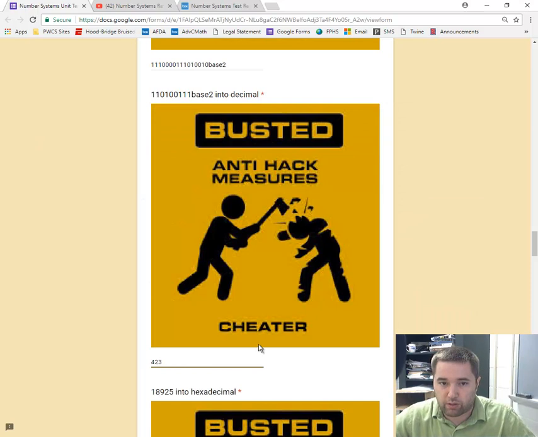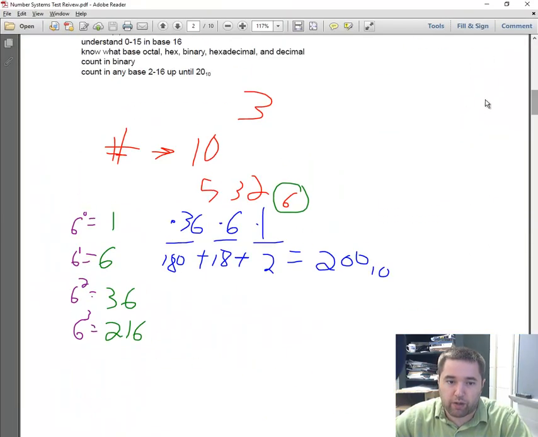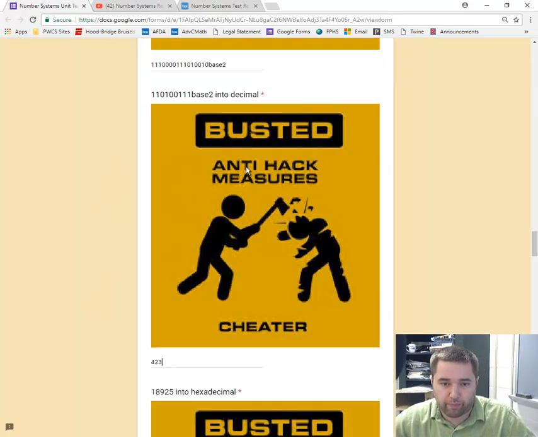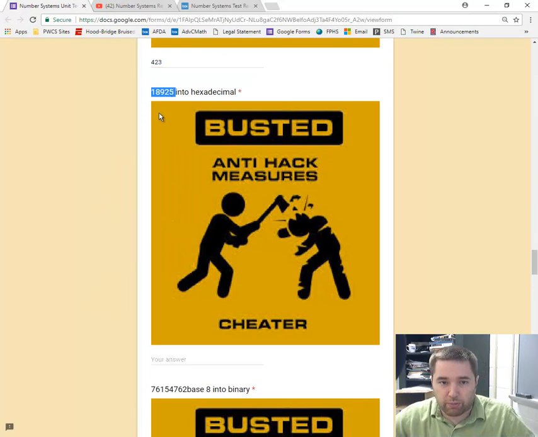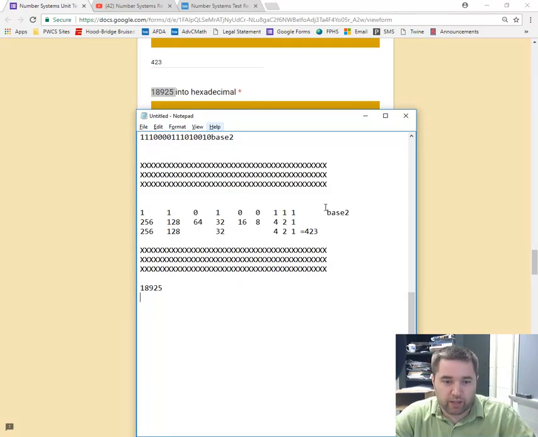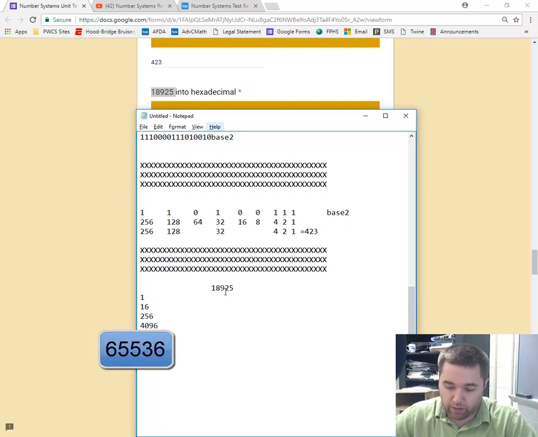Control V. Closest thing is page 2, right here. Any number to base 10. Next one, this into hexadecimal. So we want to convert this into hexadecimal, so what we need to do is divide and subtract. 1, 16, 256, and then 4096, which is going to be way bigger than this.